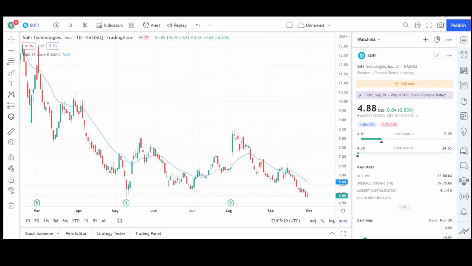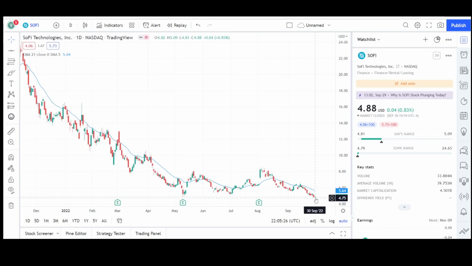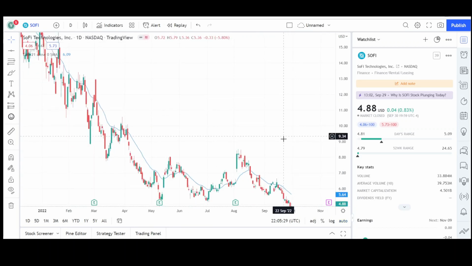I will first go over what I see in the daily chart and finish the video off with the weekly chart. Man, so SoFi just made a new low, guys. I thought it wasn't going to go below $5, but it looks like we're back in the $4 range, and this is definitely not going to be the bottom. I'm going to show you guys the reasons why.